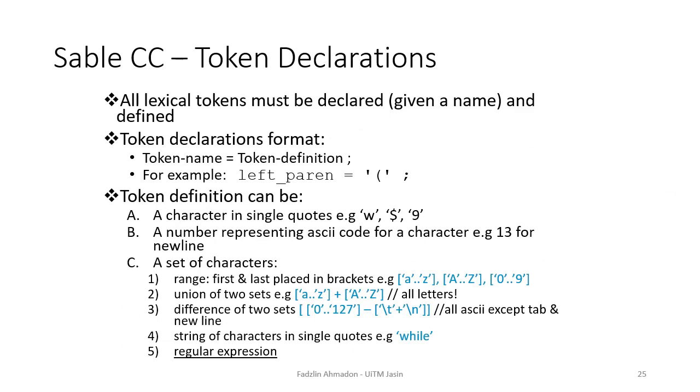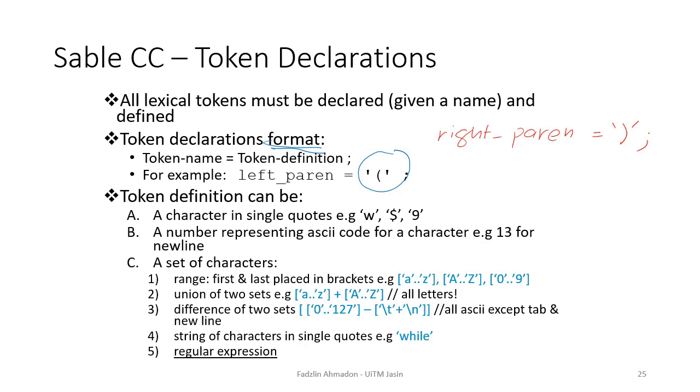Okay, all lexical tokens must be declared. They must be given a name and they must be defined. So this is the format of token declaration. For example, left underscore parent is this symbol. Left parenthesis is that symbol. And if I want to declare something called right parenthesis, I will do it like this. Right underscore parent is this symbol, and I end it with a semicolon. So this is the format for token declarations.